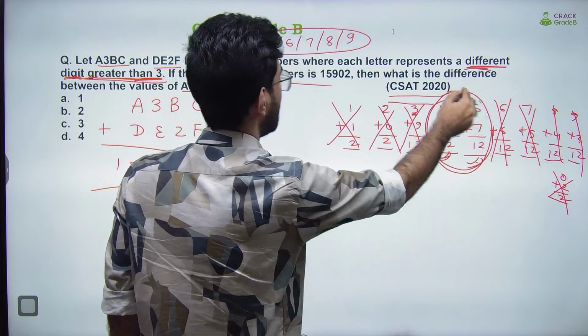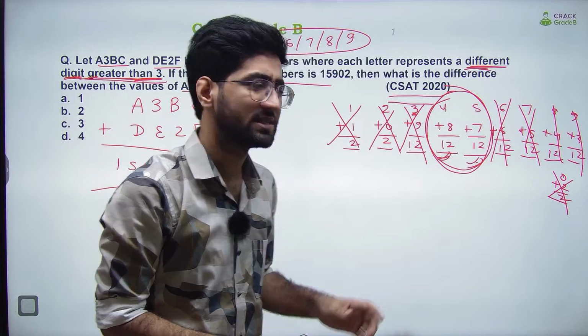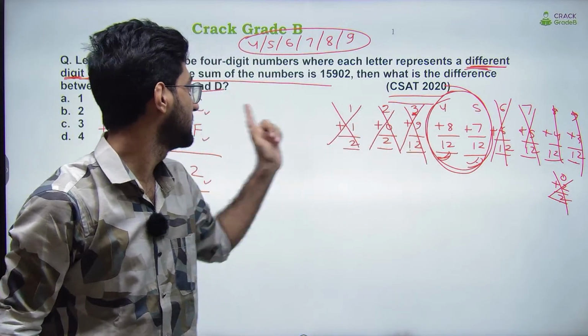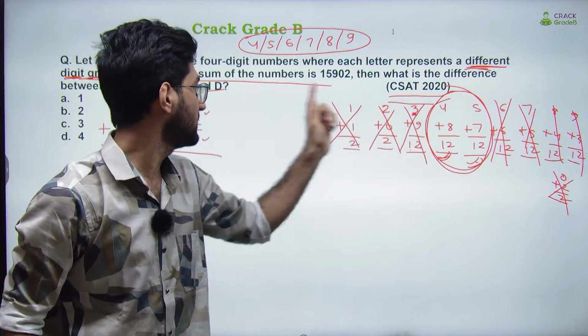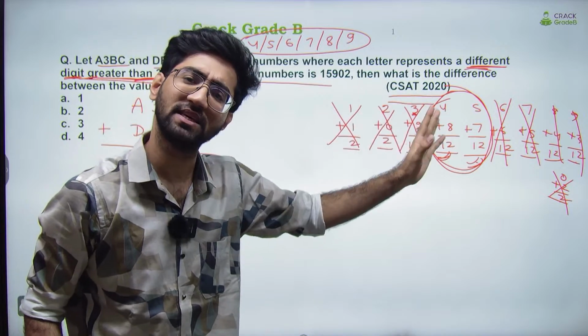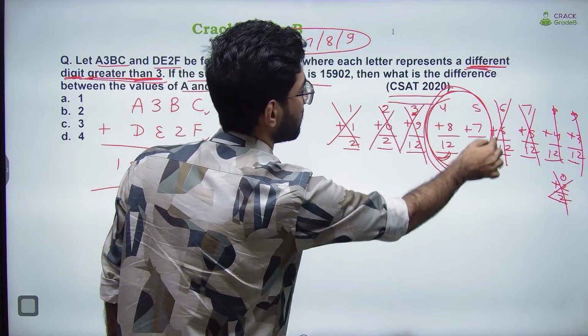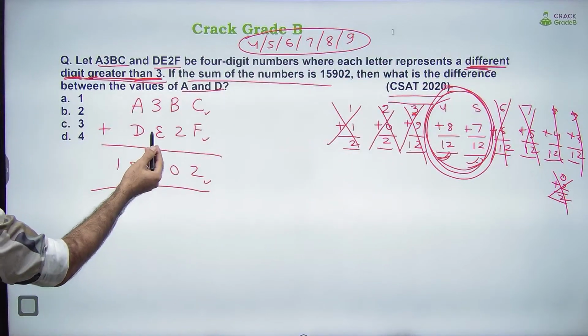So the possible values of C and F are 4 and 8, and 5 and 7. See, if C is 4, then F will be 8. If C is 8, then F will be 4. If C is 5, then F is 7. If F is 5, then C is 7, right? Okay, so we can say that we have not found the exact values for C and F, right? But let us solve it further.